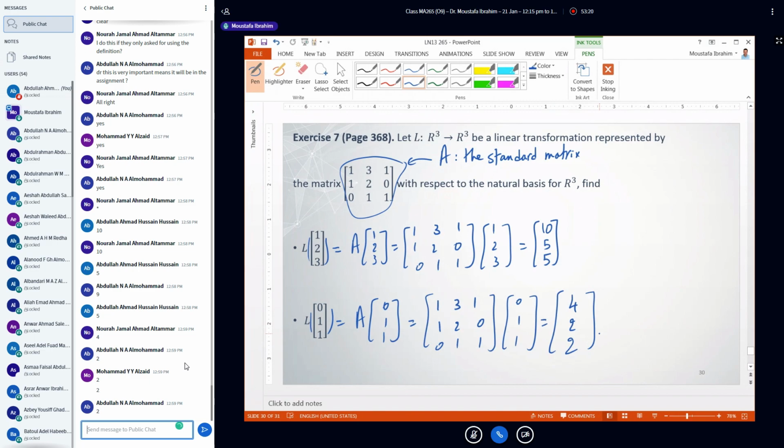So you see, we are done with chapter 5. The standard matrix was the last idea: how to move from linear transformation to standard matrix, how to find the standard matrix, and how to move from the standard matrix to get the definition, or how to find the output using the standard matrix. So we are done. This is everything for today.